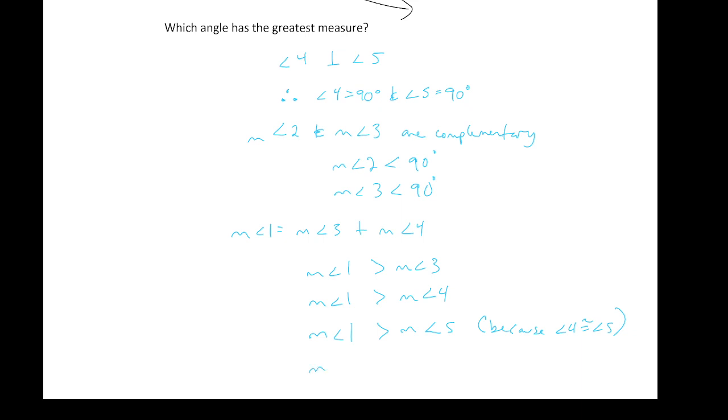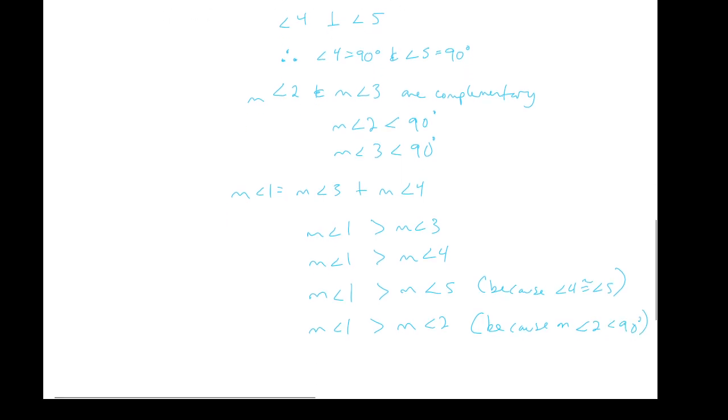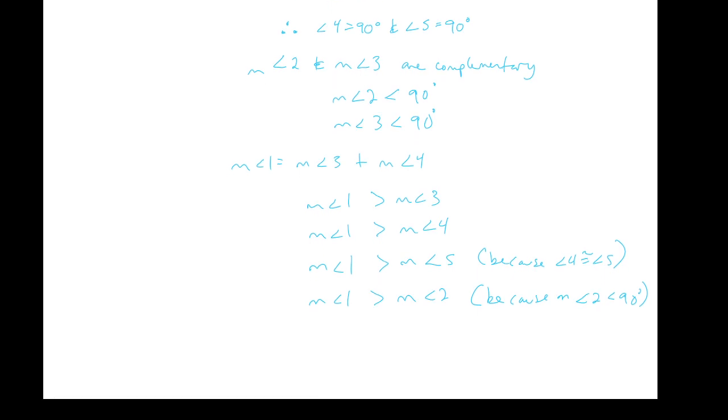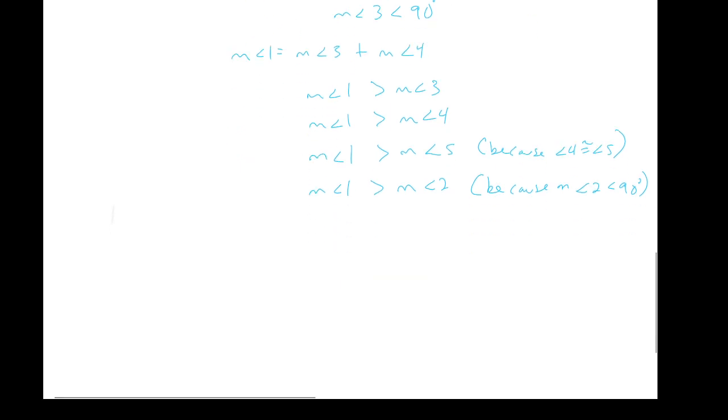And last but not least, the measure of angle 1 is going to be greater than the measure of angle 2. And why? Well, think about this. 2, as we established, is also less than 90. And if 5 is 90, then it has to be less than that. So what we've gone through and proven here is that angle 1 is the greatest angle. Why? Because it's individually greater than every single one of those angles. Next.